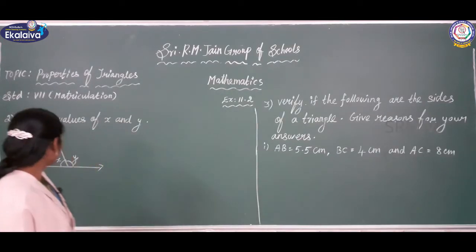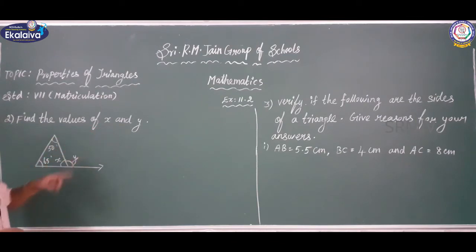The next question, find the values of x and y. Okay, see here x is the interior angle and y is exterior. First we are going to use the exterior angle property. After that I am going to use the angle sum property of a triangle.